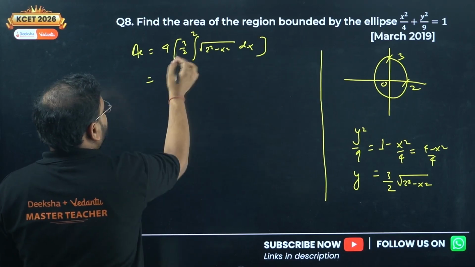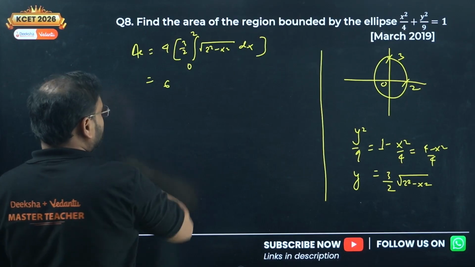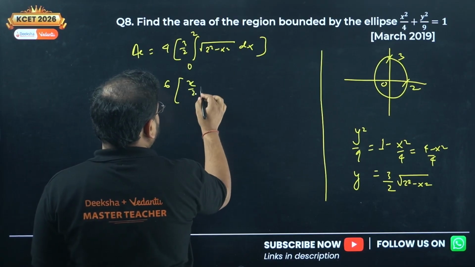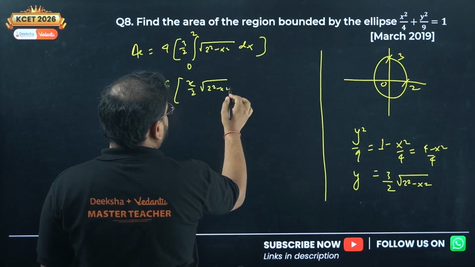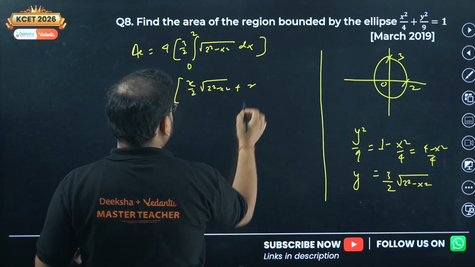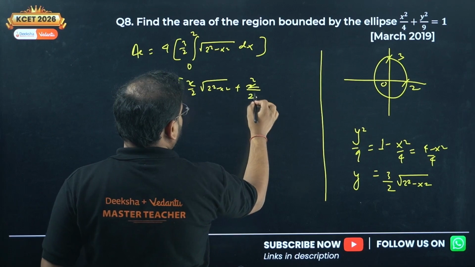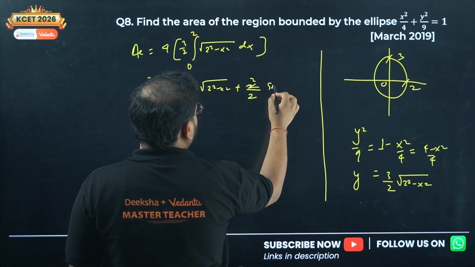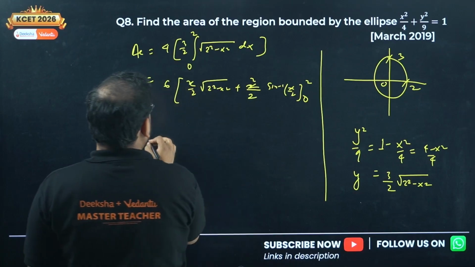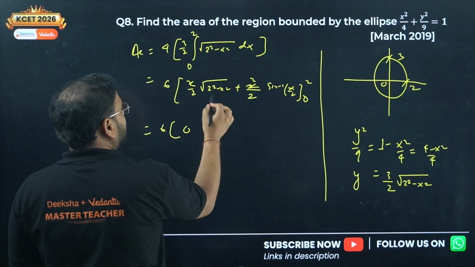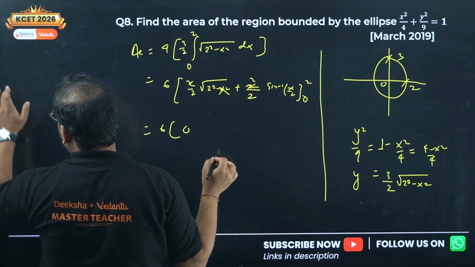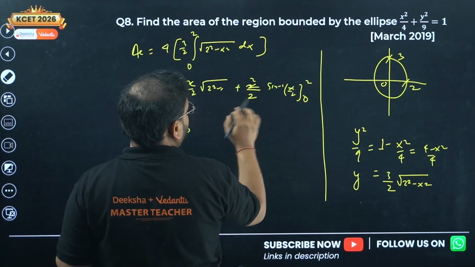Check, 12 by 2 is 6, and we'll have the integration as it is, x by 2 the same limit, and plus 2 square by 2 into sine inverse of x by 2, from where to where? From 0 to 2. So 6, this is 0, gone, 2 square minus 2 square is gone, so 0. Too many cuts in this problem, I'll just change that.